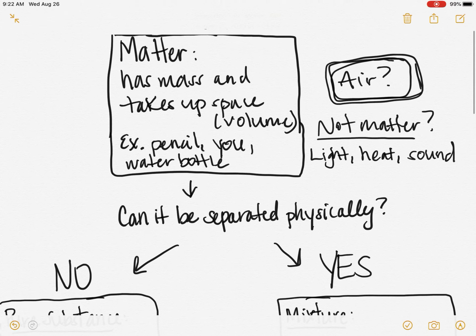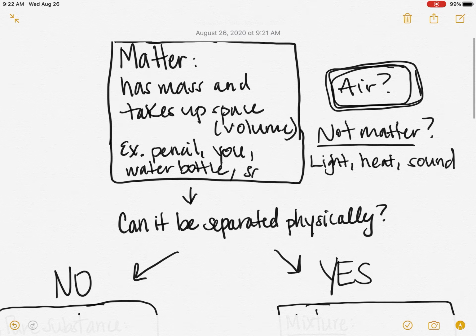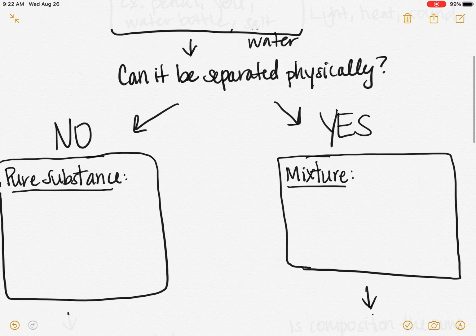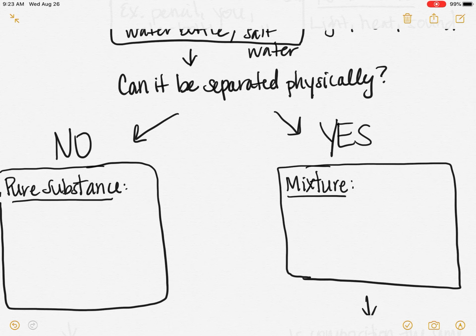So I'm going to go back up to my examples of matter and add in salt water. Okay, so is salt water matter? Yes, absolutely. It has mass and it takes up space. Can we separate salt water physically? Well, I hope you know that the answer to that question is yes. And we would be able to separate salt water into salt and water by boiling it, right? Heat it up, boil the water, evaporate the water, and you'd be left with salt. And so that's a physical separation technique.